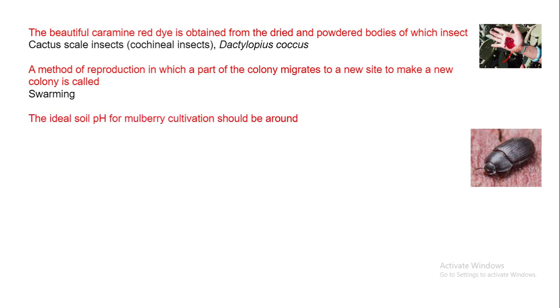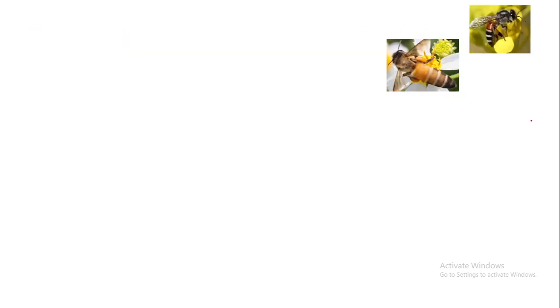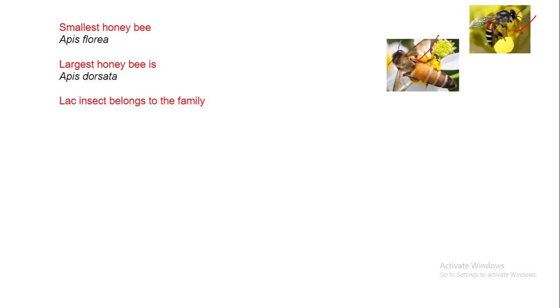The ideal soil pH for mulberry cultivation should be around 6.2 to 6.8. Scientific name of the wax beetle, the predator of the honeybee, is Platybolium alvearium. The biofertilizer used for initiation of roots on the mulberry cutting is Azospirillum. Smallest honeybee is Apis florea. Largest honeybee is Apis dorsata.